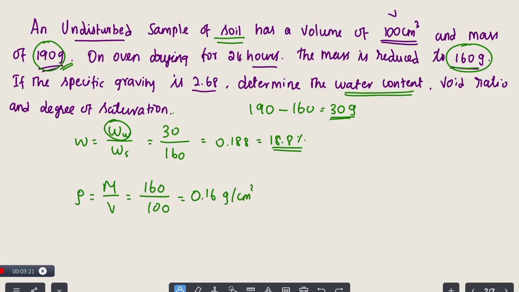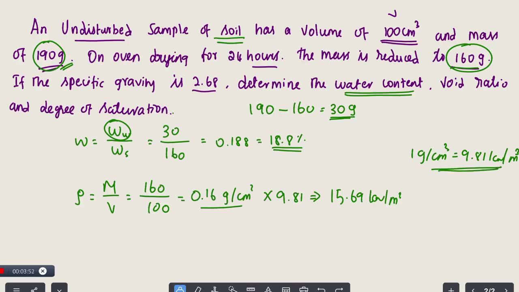Now we convert this into unit weight by multiplying by 9.81, which is equal to 15.69 kilonewton per meter cube. We know that 1 gram per centimeter cube equals 9.81 kilonewton per meter cube, so we substitute this relation to convert gram per centimeter cube into kilonewton per meter cube.